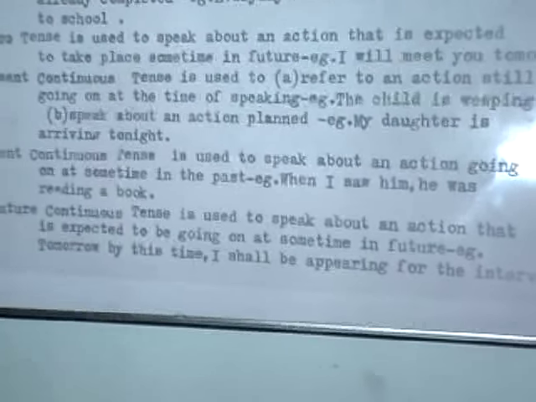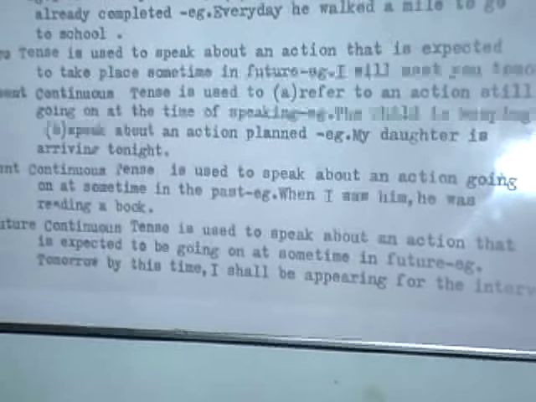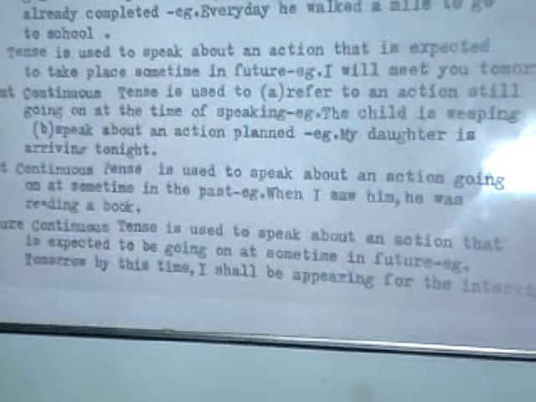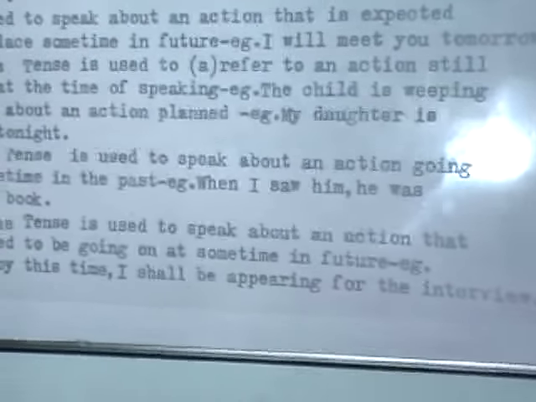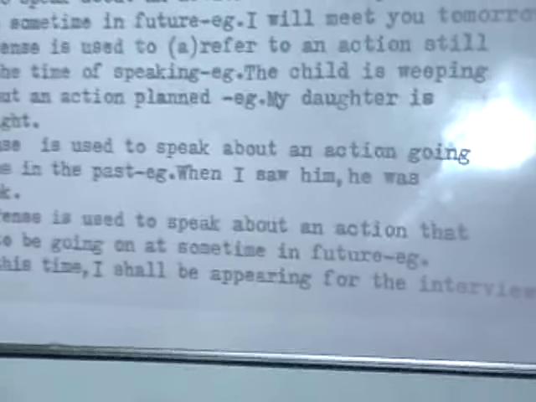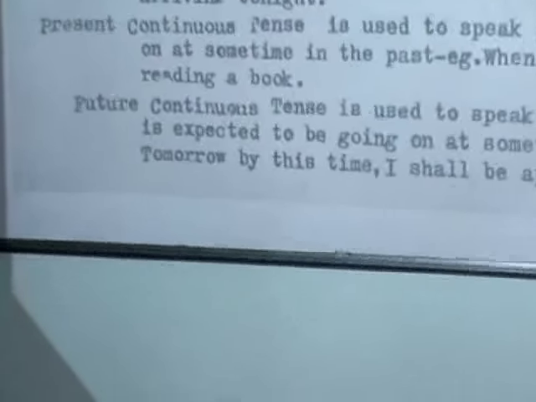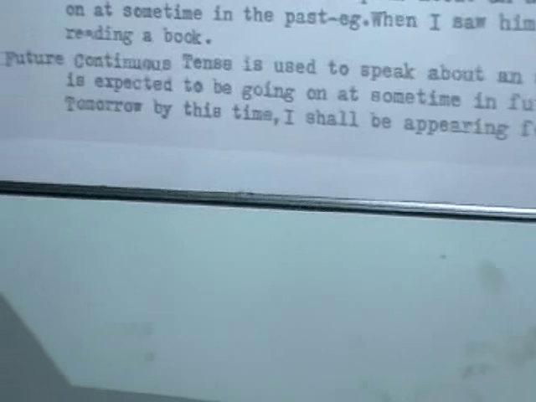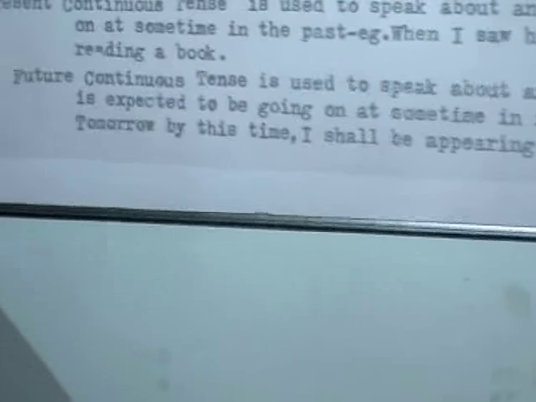My daughter is arriving tonight. Past continuous tense is used to speak about an action going on at some time in the past, as in, when I saw him, he was reading a book. Future continuous tense is used to speak about an action that is expected to be going on at some time in future, as in, tomorrow by this time, I shall be appearing for the interview. Present perfect tense is used to speak about an action just completed, as in, I have posted the letter.